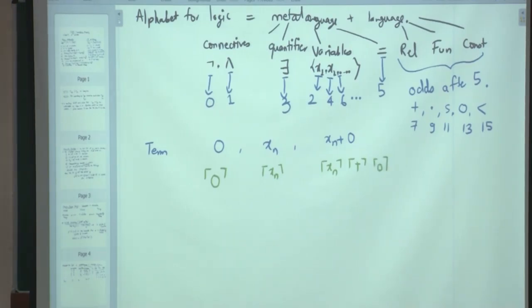Okay, I'm just writing these things down, but I haven't told you what to do. We simply order prime numbers. First prime, second prime, third prime, we can do that. Yeah, and I actually assign the number 2 to the power Gödel number of xn, 3 to the power Gödel number of plus, and 5 to the power Gödel number of 0.